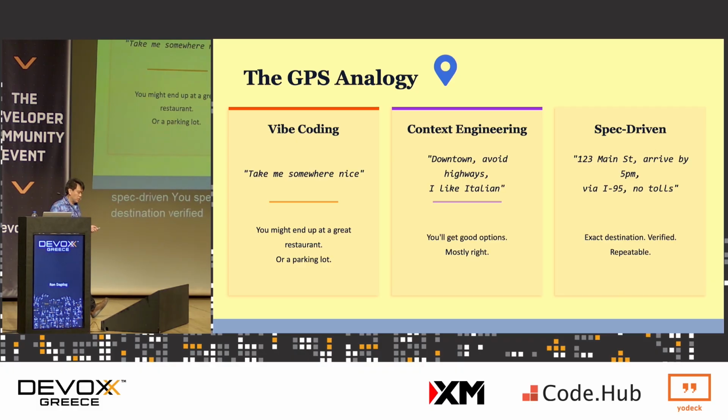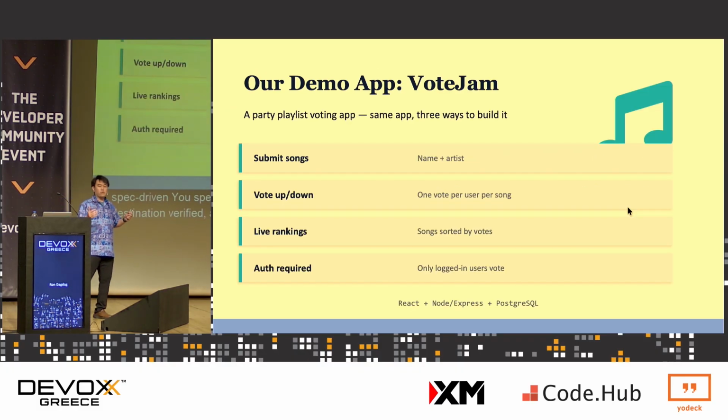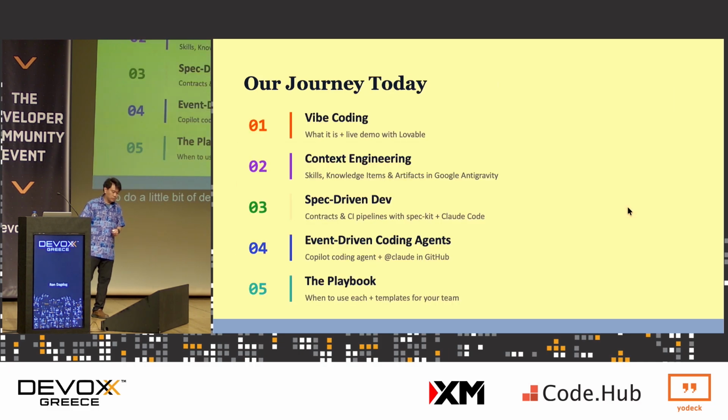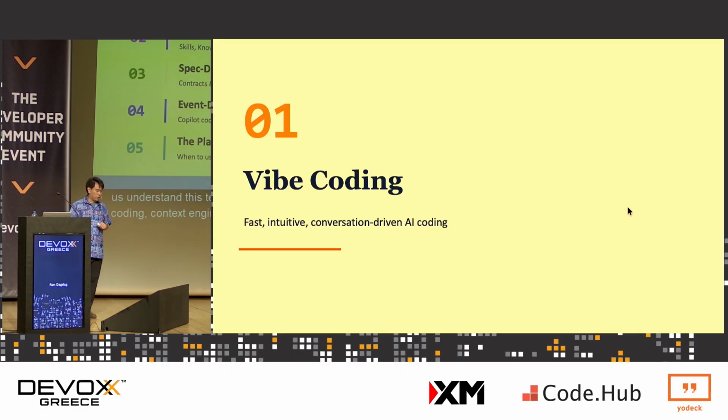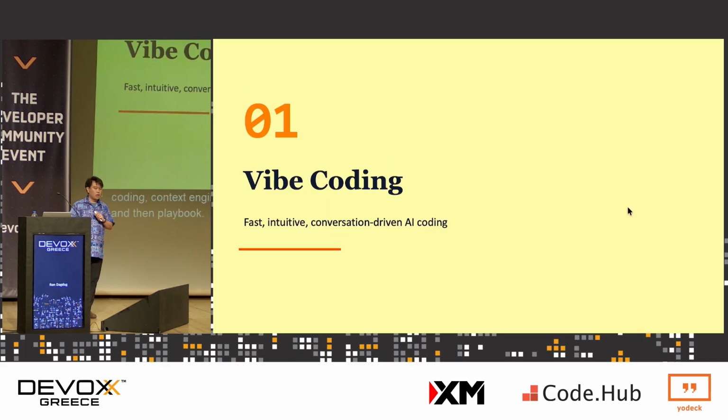So when you're going through this, I also want to do a little bit of a demo on our demo app called VoteJam, to help us understand this technology. So our journey today, we're going to talk about vibe coding, context engineering, spec-driven, a little bit about event-driven coding agents, and then a playbook. Okay, let's start with vibe coding.